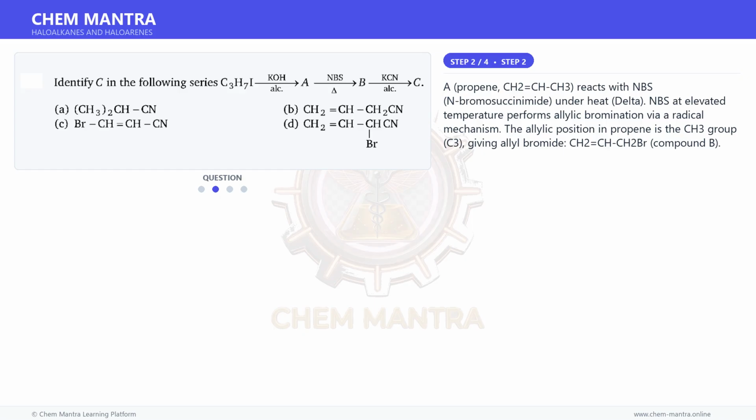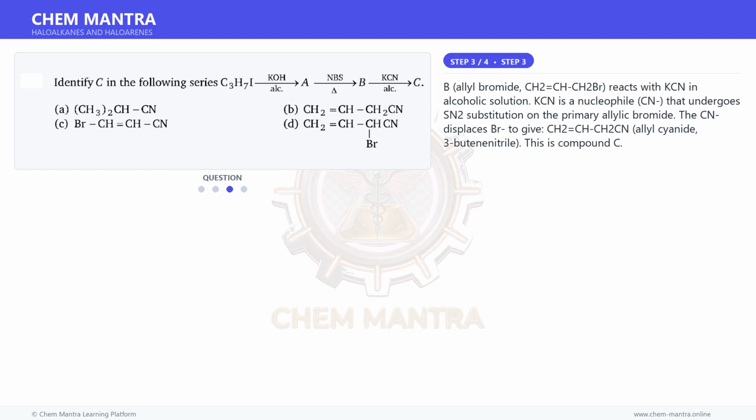Moving on to the next step. A, propene, CH2=CH-CH3, reacts with NBS, N-bromosuccinimide, under heat, delta. NBS at elevated temperature performs allylic bromination via a radical mechanism. The allylic position in propene is the CH3 group, C3, giving allyl bromide, CH2=CH-CH2Br, compound B.